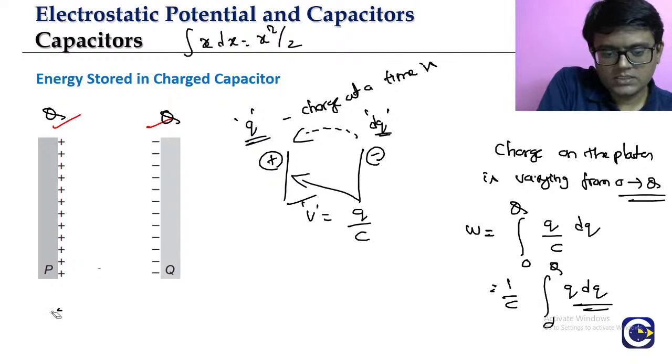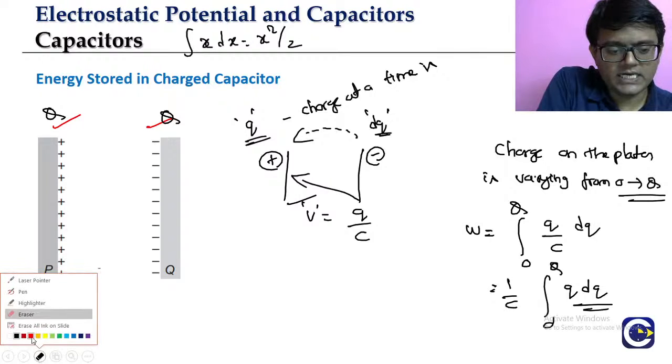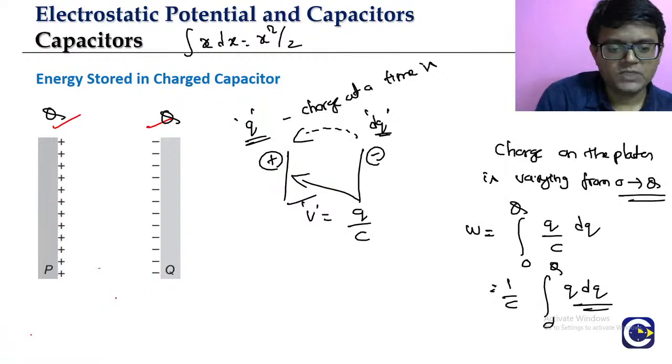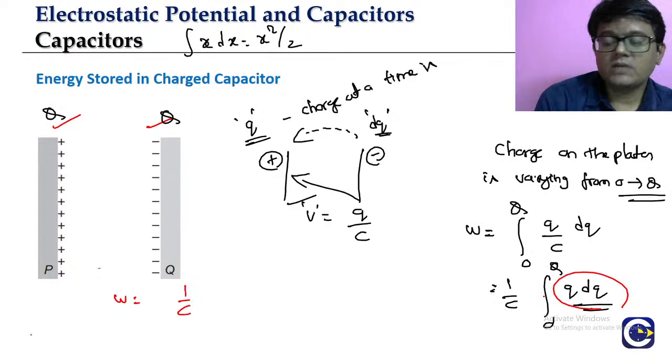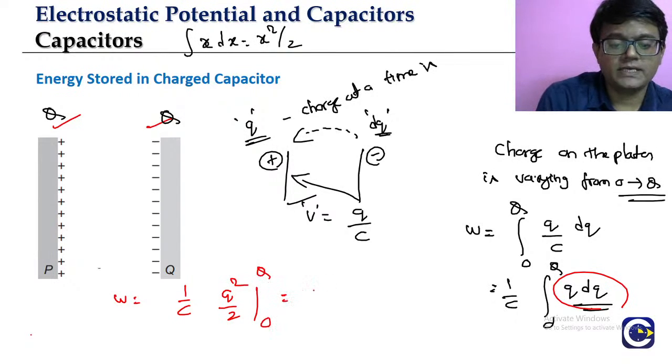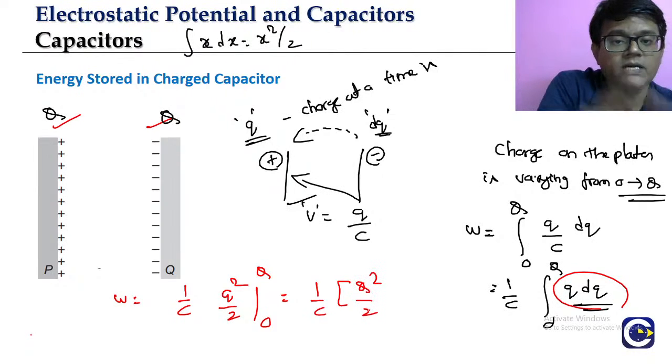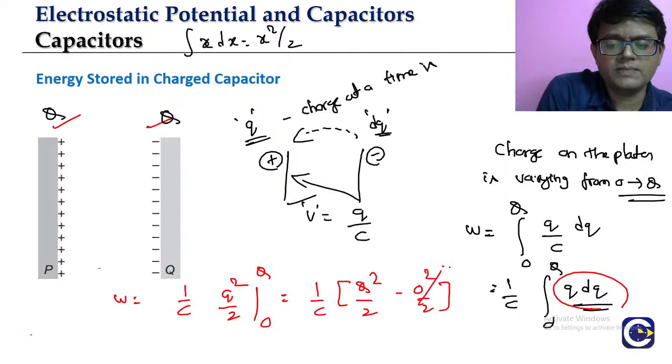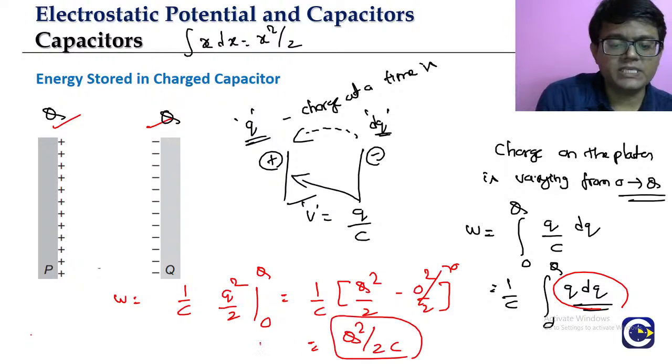The work done in slowly charging these plates, the total work done, will be 1 by C times the integration value q square by 2, like x square by 2, with limits 0 to capital Q. We substitute: the value at the final limit is capital Q square by 2, minus the value at the initial limit, 0 square by 2. 0 square means 0 only. So we get Q square by 2C.